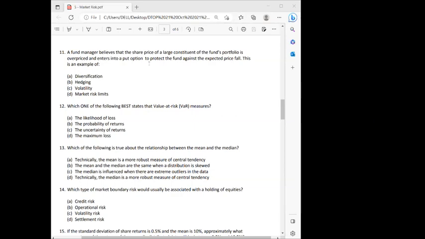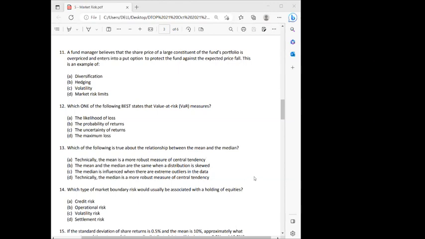So the question is, what type of arrangement is that? Is it diversification, hedging, volatility, market risk limits? It's obviously a hedging mechanism. Why do we call it hedging? By investing in another instrument, you have mitigated the risk of a fall in price. Your price will anyway fall in the market, but then you have an alternative option to sell at a different price using this. So the correct answer is B. The majority of the respondents have given the correct answer, but we still have people with different answers. So the answer to question 11 is B.